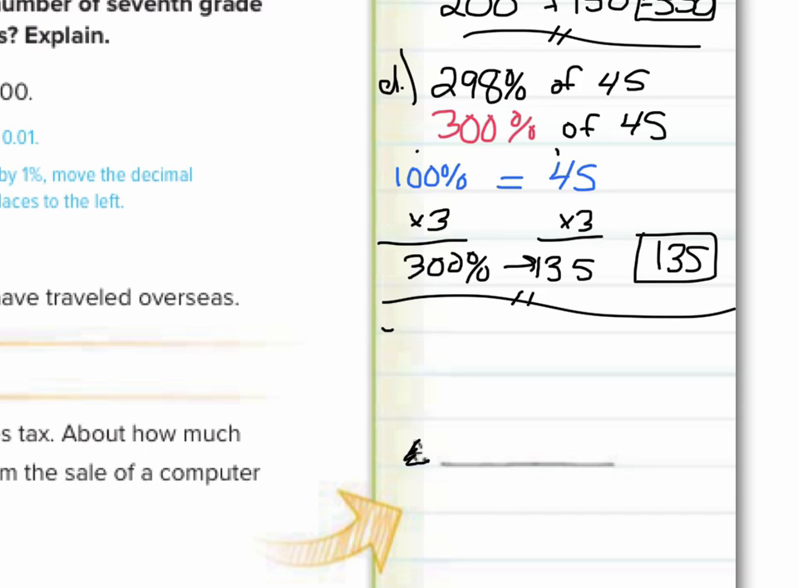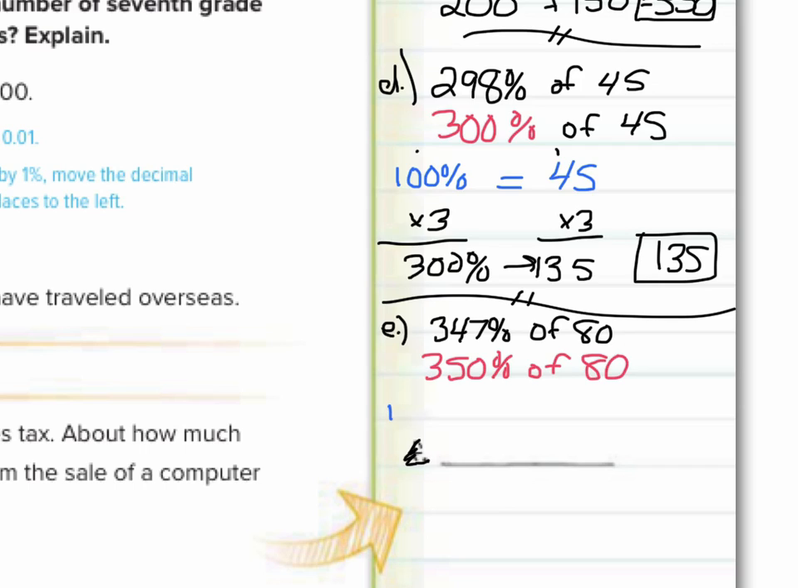For E, our question is asking us to find 347% of 80. Let's estimate this 347% to be 350% of 80. Well, let's combine everything that we've done so far.